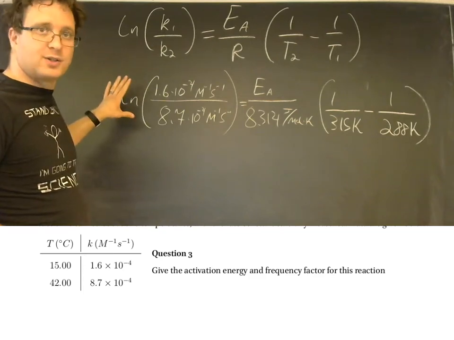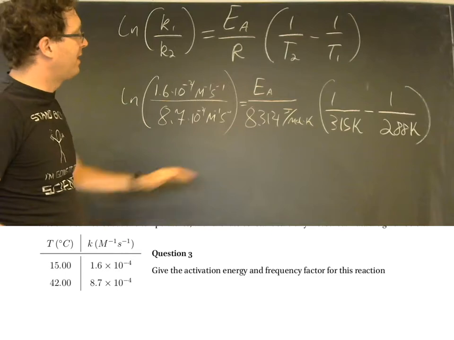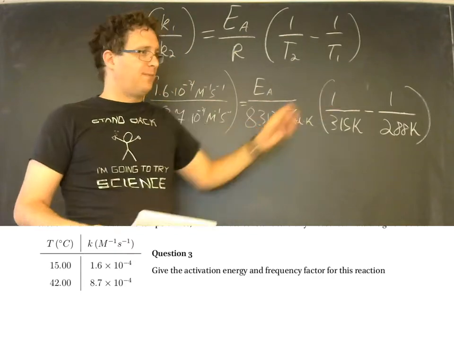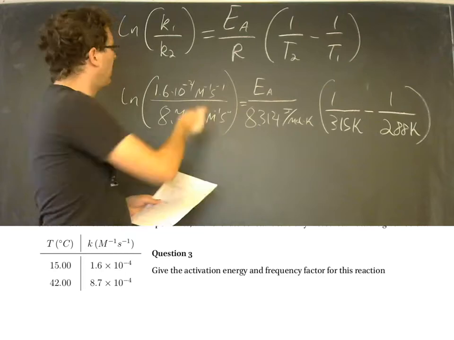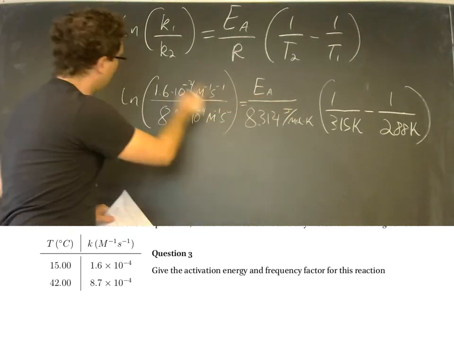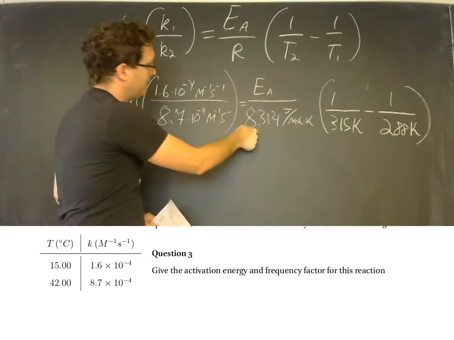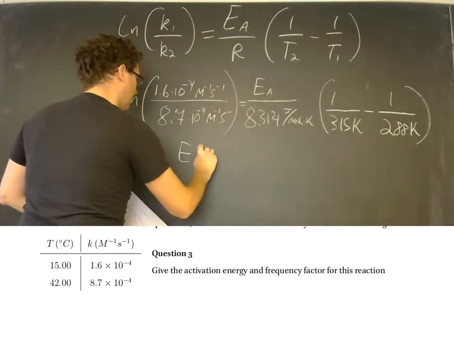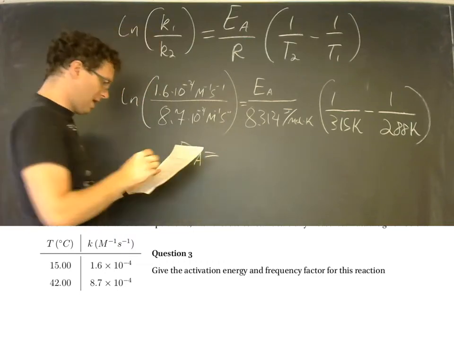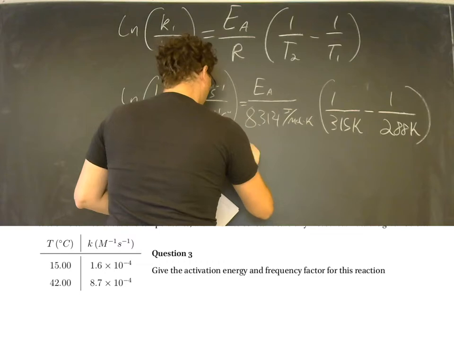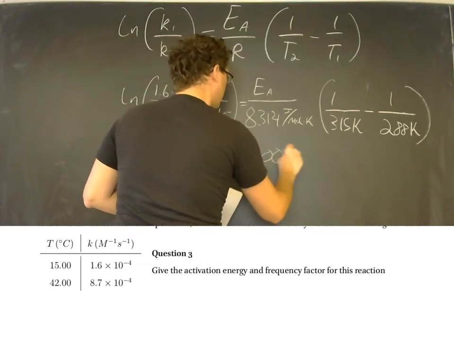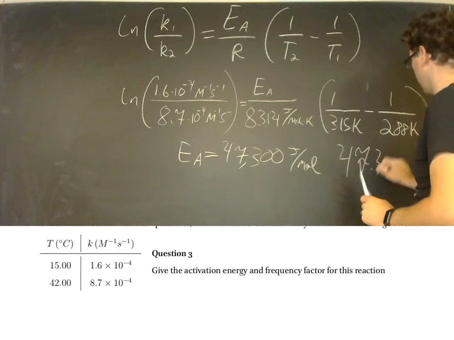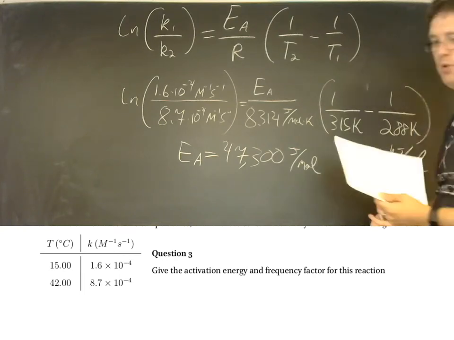Okay, now this is a bit intimidating to look at, but it's actually really straightforward to solve. You've got a natural log function on your calculator, so you can just take the natural log of this divided by that, multiply by 8.314, and then you can use parentheses to sort this all out. And I actually solved it without calculating any of these intermediate values. I just said EA is equal to the natural log 1.6 over 8.7 times 8.314 divided by quantity 1 over 315 minus 1 over 288. And anyway, I get an energy of activation equal to 47,300 joules per mole. And we'll often report that as 47.3 kilojoules per mole.